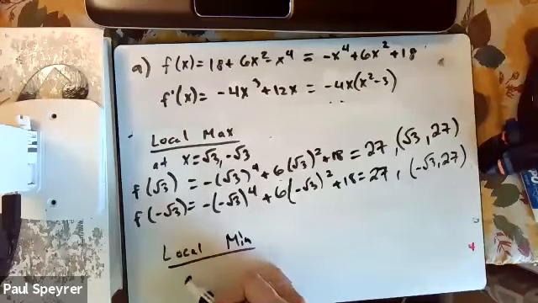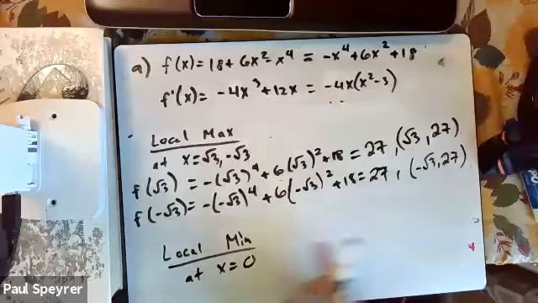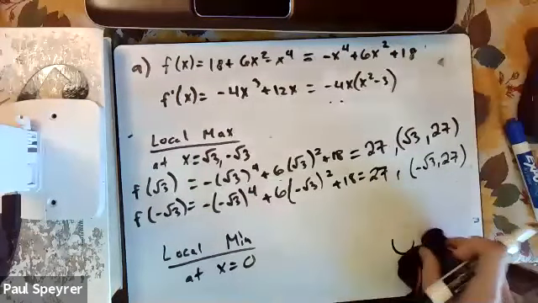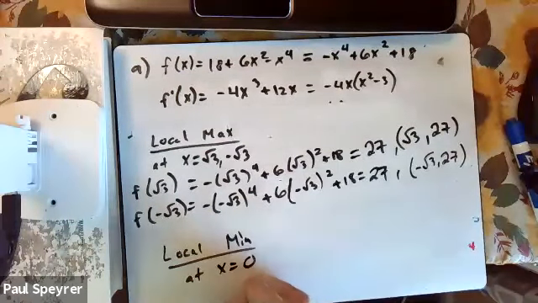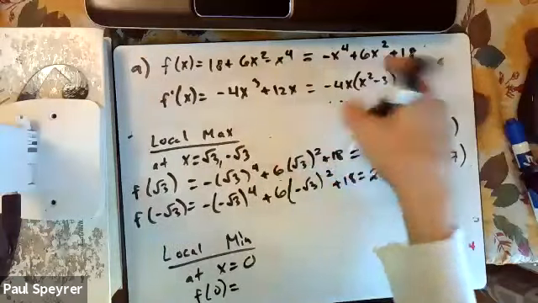Local min at x equals 0. Remember with the number line that I drew right here, local min, we had a hump that was opening upward. So that would have been a local min at x equals 0. We also need to find its respective y value. So we need to find f of 0. Remember, these go back into the original function.